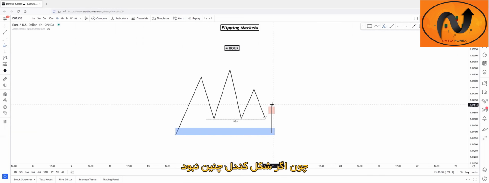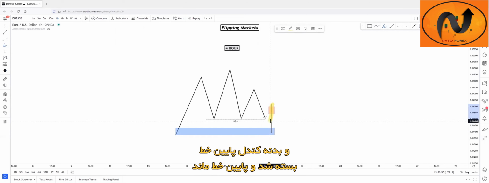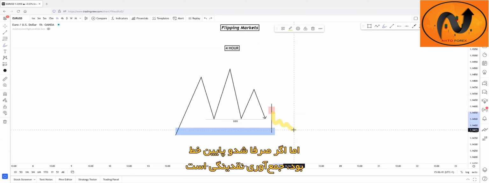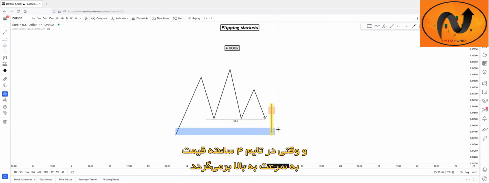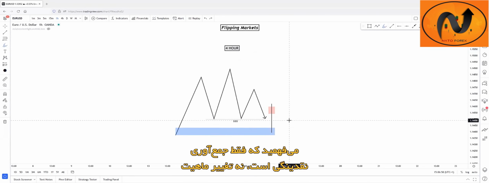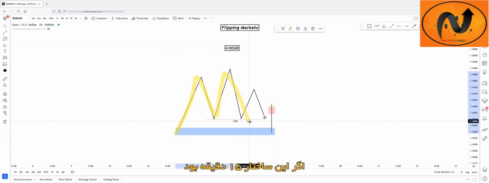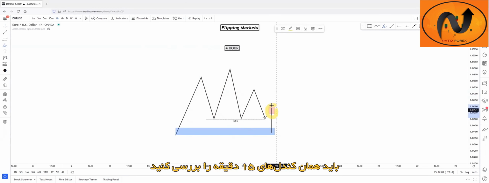Because if price does not create something like this and it just bodies below this line, then it will be a change of character and it will stay below this zone. But if it wicks below the liquidity line and it immediately comes back up on the 4-hour time frame, then you know that it's just a liquidity sweep and not a change of character. But the same concept goes for the 15-minute time frame. So if this is a 15-minute structure, then you will want to see a 15-minute candle and wick do something like this.